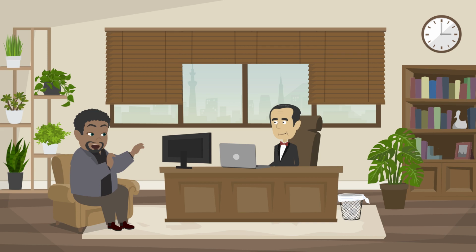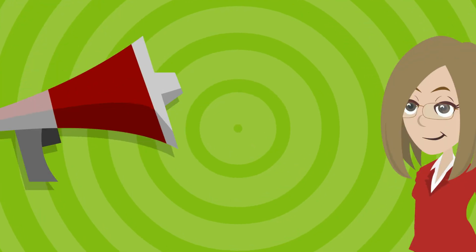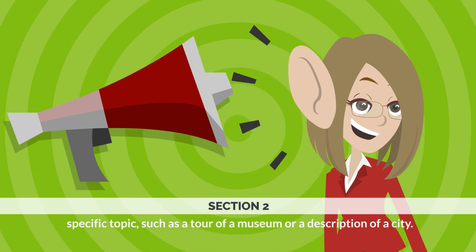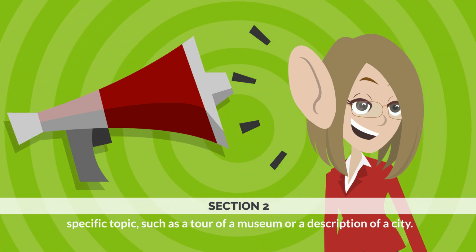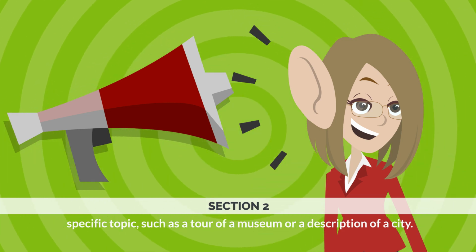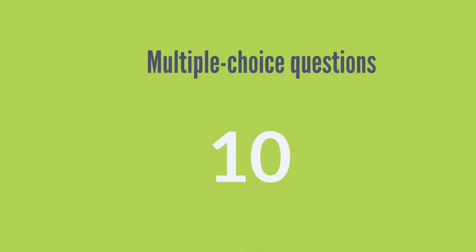Section 1. In this section, you will hear a conversation between 2 people. The conversation will be about everyday topics such as hobbies, weather, or travel. You will be asked to answer 10 multiple-choice questions based on the conversation. Section 2. In this section, you will hear a monologue. The speaker will talk about a specific topic, such as a tour of a museum or a description of a city. You will be asked to answer 10 multiple-choice questions based on what you hear.